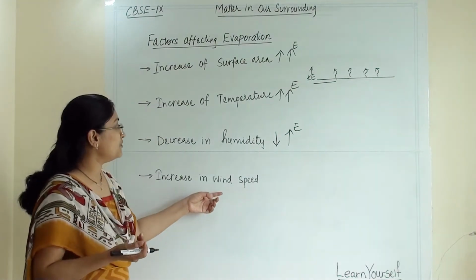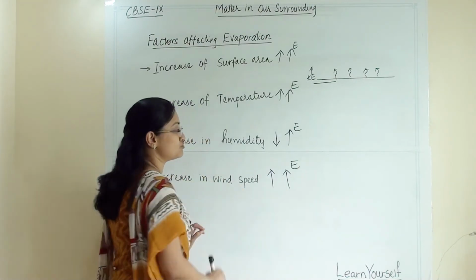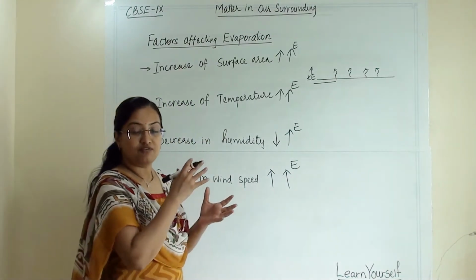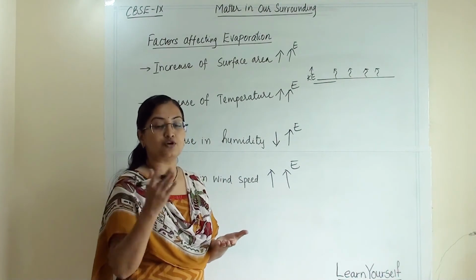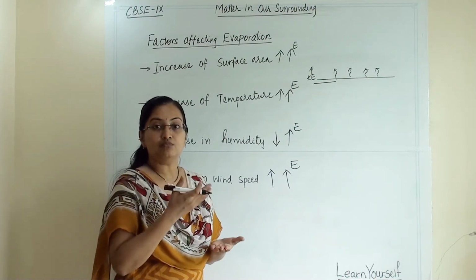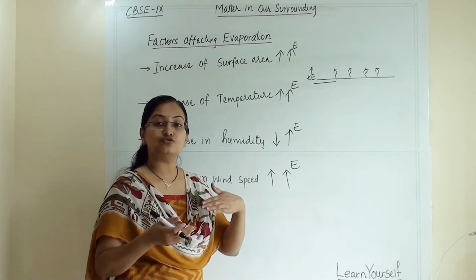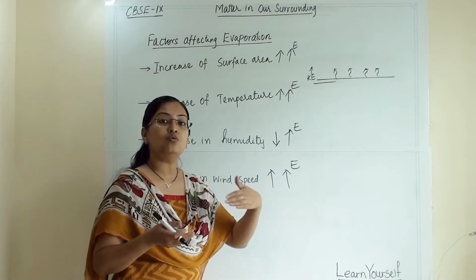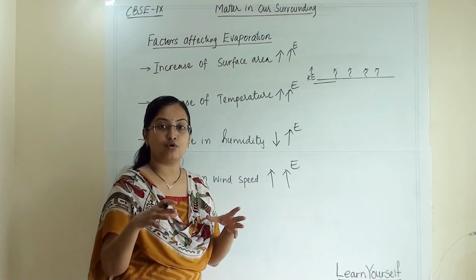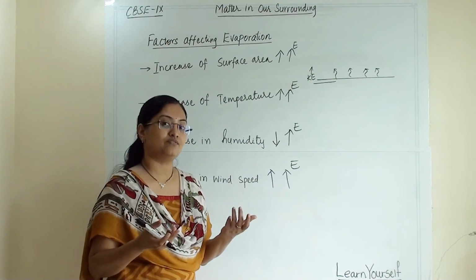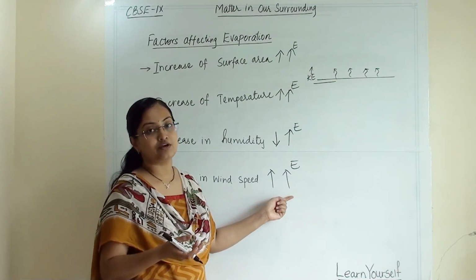Now, increase in wind speed. As the wind speed increases, the evaporation rate will also increase, because when the wind comes, it will take away all the water vapors from the surface of the water. All the water particles which have been converted into water vapor will move along with the air. So the fresh air coming to the surface of the water can take up more water vapor. So increase in wind speed will also increase the rate of evaporation.